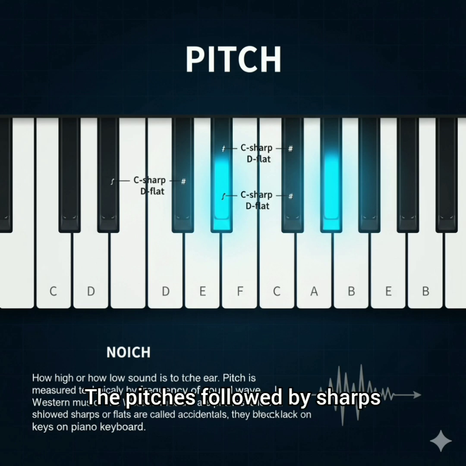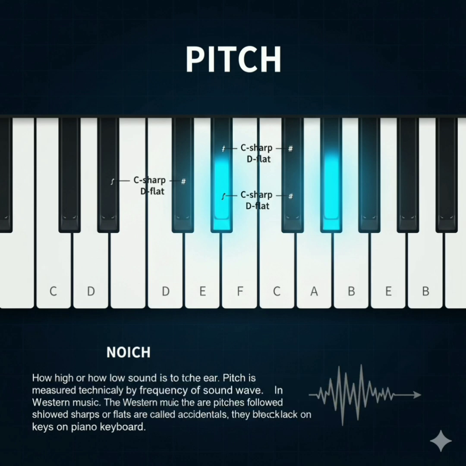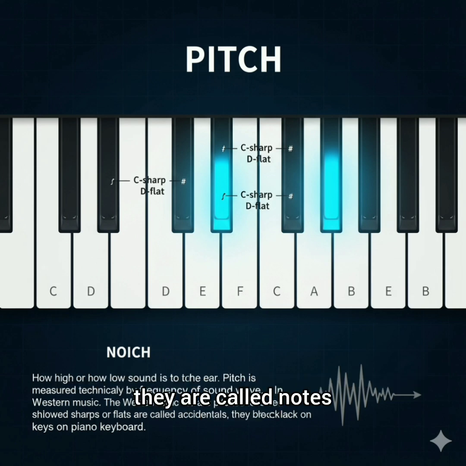The pitches followed by sharps or flats are called accidentals, and they are most easily described as the black keys on the piano keyboard. They are located musically 1/2 step between the two pitches on either side of them. For example, D sharp and E flat have the same pitch. When referring to pitches in the context of notated or written music, they are called notes.